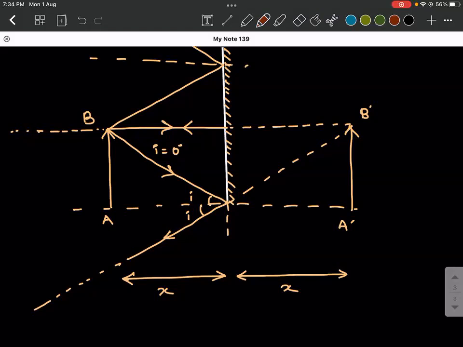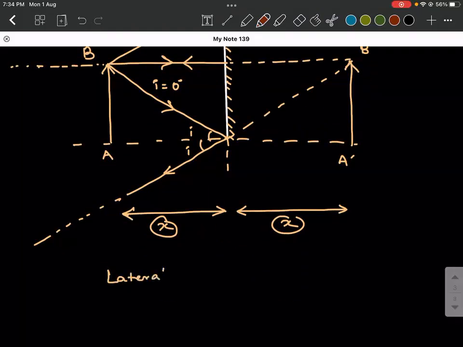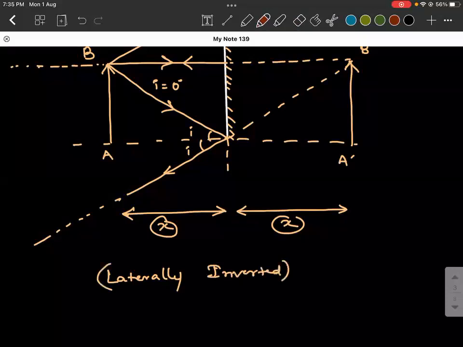Okay. So those two distances will be the same. And with respect to a plane mirror, the image formed is laterally inverted. So you know the meaning of lateral inversion, right? It means left will start appearing as right and vice versa. Is that right?